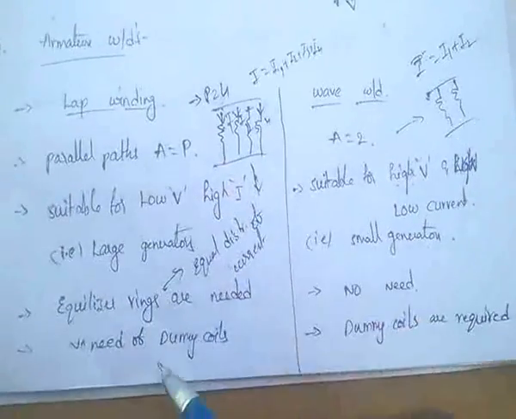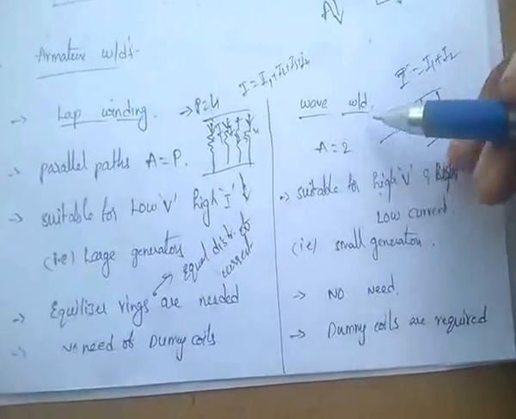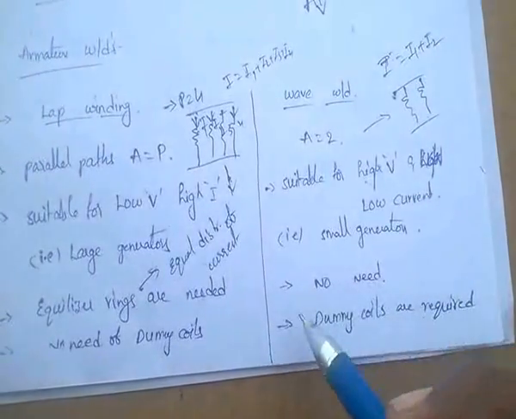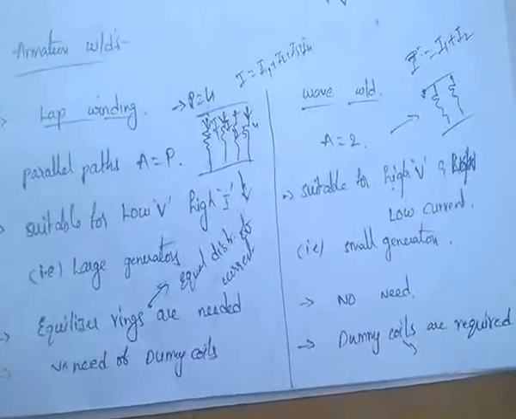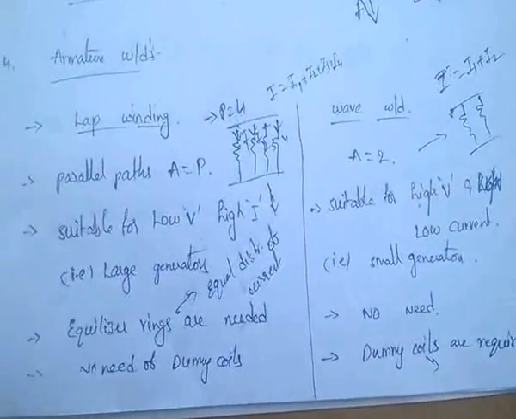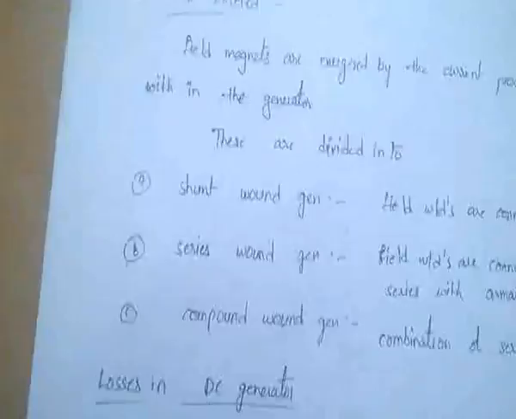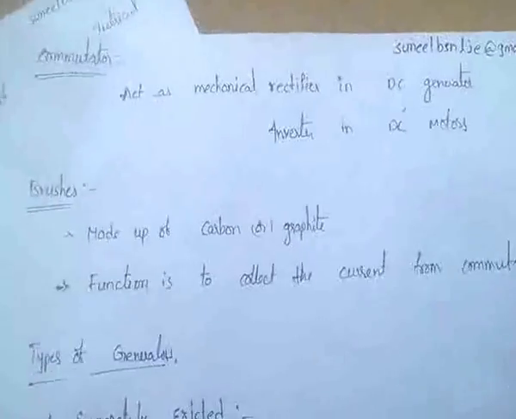Okay, and there is no need of dummy coils in lap winding. Here, in wave winding, dummy coils are required. Why are dummy coils required? The purpose of the dummy coil is to give mechanical support. Okay, next part, commutator. Very, very important one is the commutator.